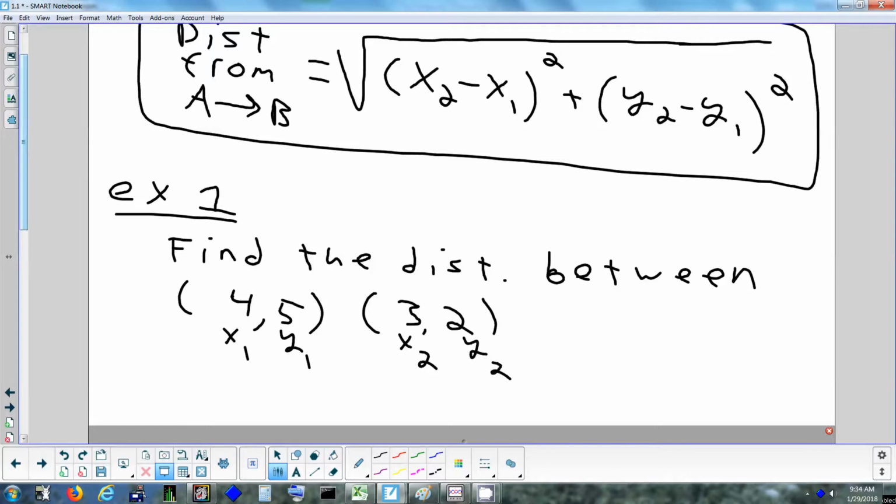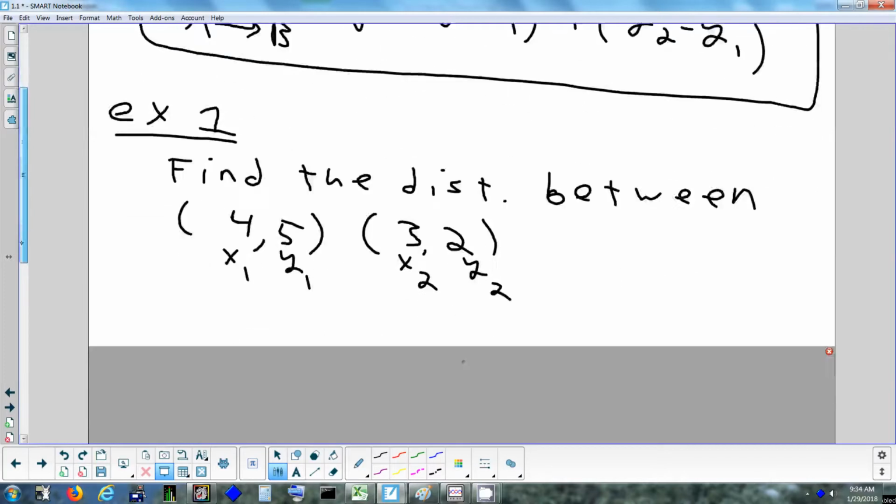And that one has to be y2. Okay, so now we just fill it in and see what we get.